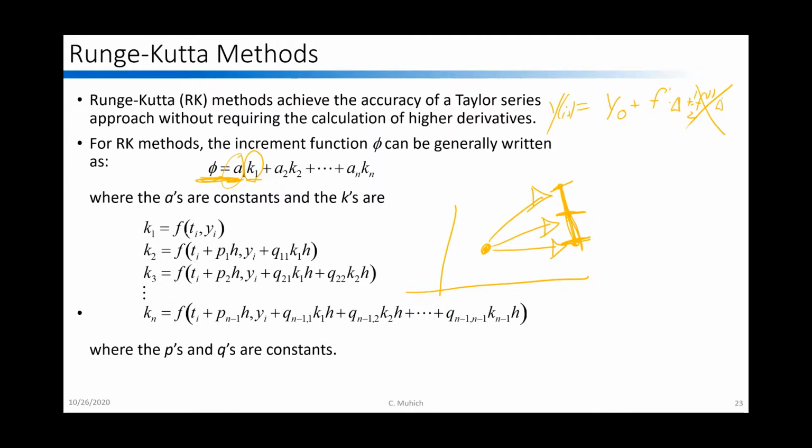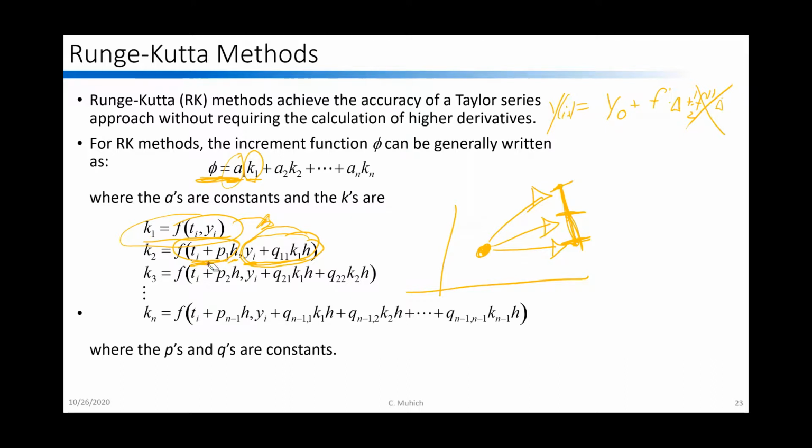So in other words, we're going to say that K1 is the slope at my current point. K2 is going to be some extrapolation, so that t_i plus p1h comma y plus q11 k1h. So this is a time step, and this is a step forward in space using the information from K1.